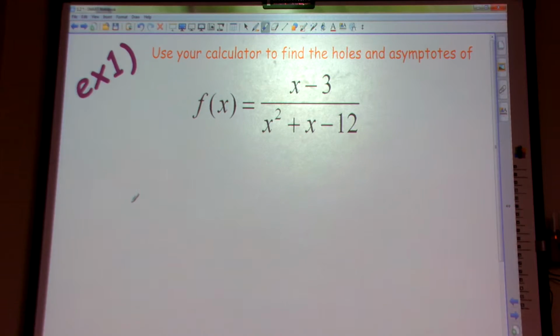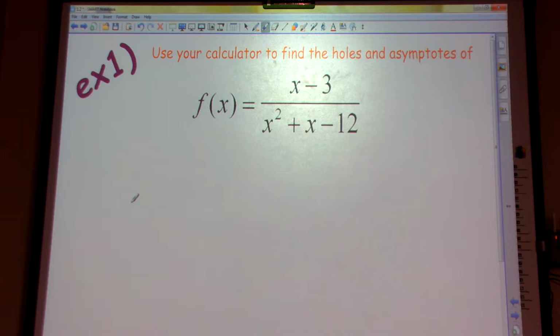Okay, so first thing, we're going to use a calculator to find the holes and asymptotes. Now make sure you write these directions down, otherwise you'll look at your notes wondering where we got the answer. We're going to use your calculator to find the holes and asymptotes of f of x equals x minus 3 over x squared plus x minus 12.